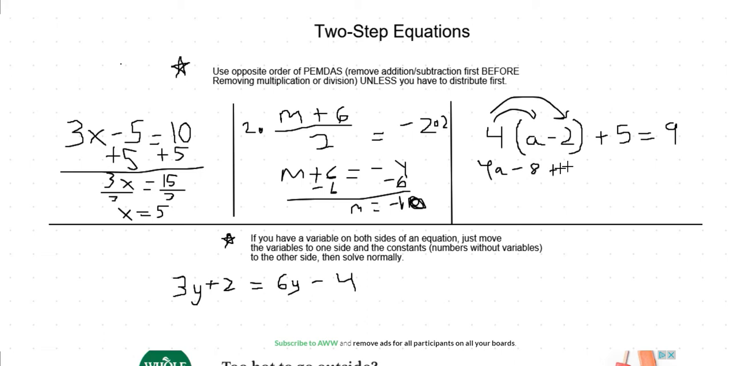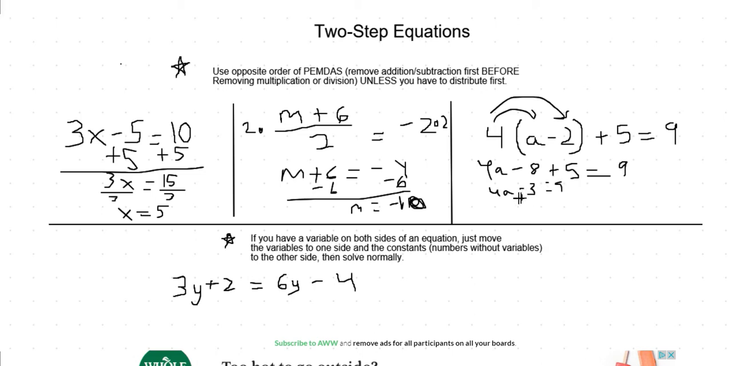Plus 5 equals 9. Now in this particular step, you want to combine like terms first. Combining like terms means the stuff that's either just both numbers or both variables. When you have two of the same thing on the same side, you combine them. 4, negative 8, positive 5. Negative 8 and positive 5 can combine. That makes a negative 3. So I get 4a minus 3 equals 9.